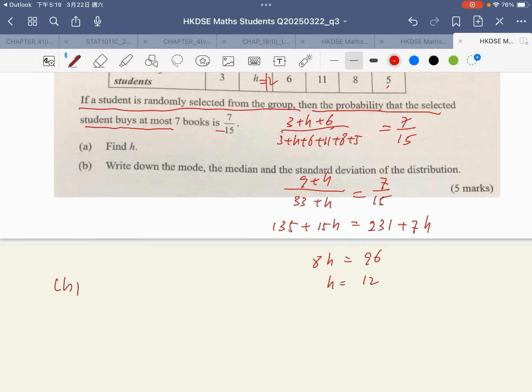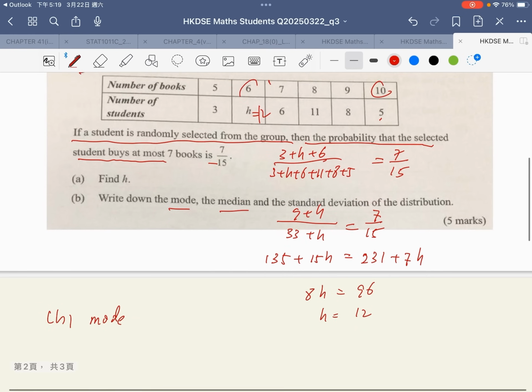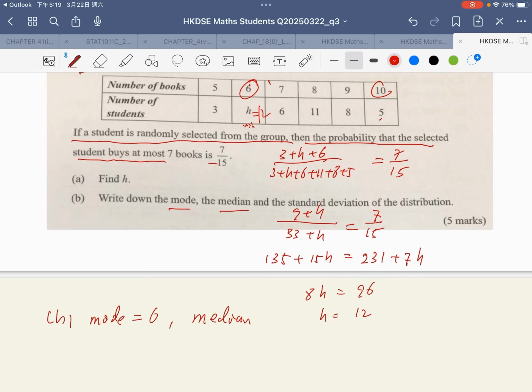12. Finally, mode, median, and standard deviation. For standard deviation, you only need to use the calculator. The mode is the most frequent number, which is obviously 6. It occurs 12 times. Therefore, the mode is equal to 6. And for the median, the total number of students is the sum of these, 33 plus 12 is 45, so 45 students.